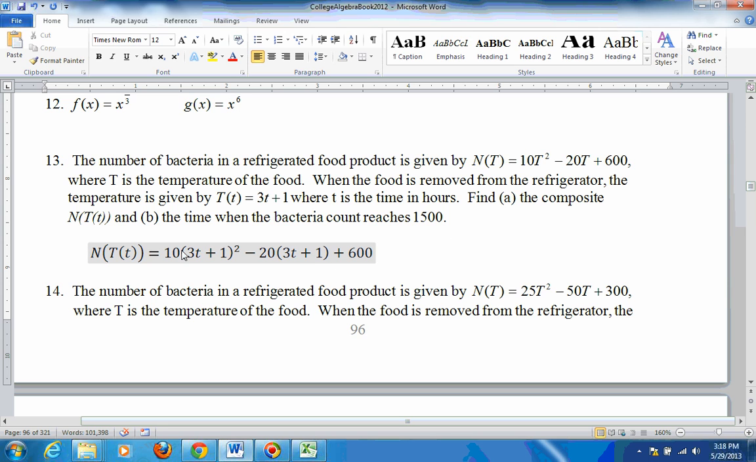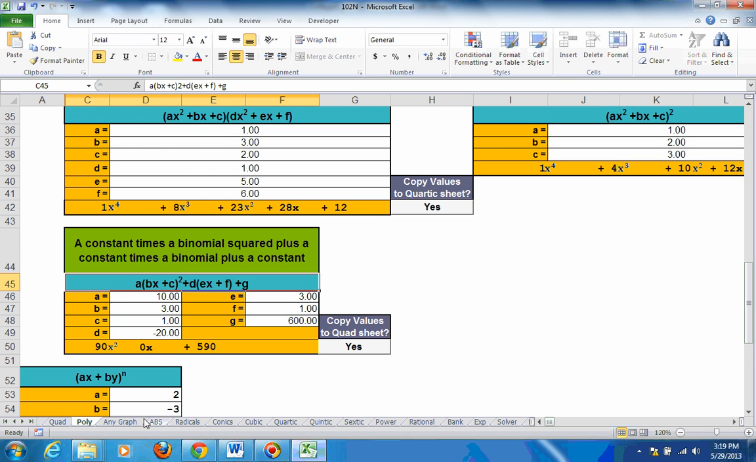Now simplify this thing. To simplify this by hand, you'd have to FOIL this together, then distribute the 10 through, distribute the minus 20 through, and combine like terms. Or you can go to the poly sheet, near the bottom, and put in your coefficients right here, as I did. That automatically simplifies it down to 90x squared plus 590. So that's what it simplifies to, 90x squared plus 590.